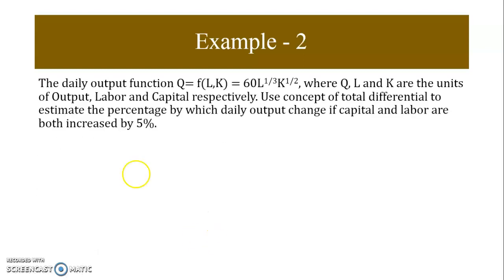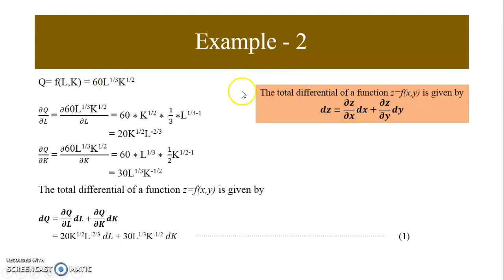Now example 2. In example 2, this is your daily output level, and you have to use the concept of total differentials in order to estimate the percentage by which daily output changes if capital and labor are both increased by 5%. So this is very simple. This is your output level, and you already know the formula for total differential of the function. In case you don't remember this, please watch my total differential video where I have discussed this formula and you can understand this. So now you know this formula.